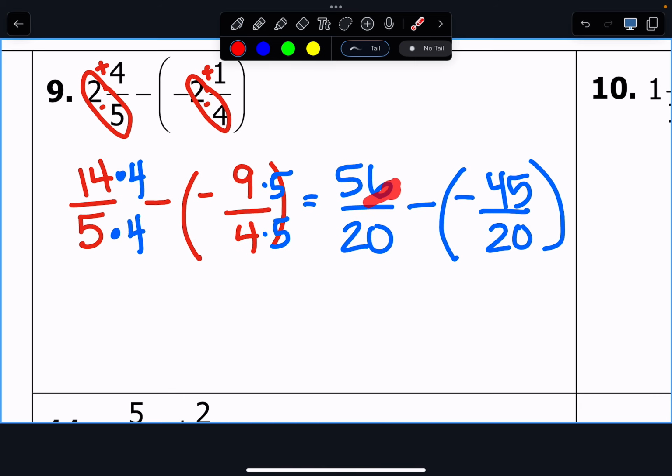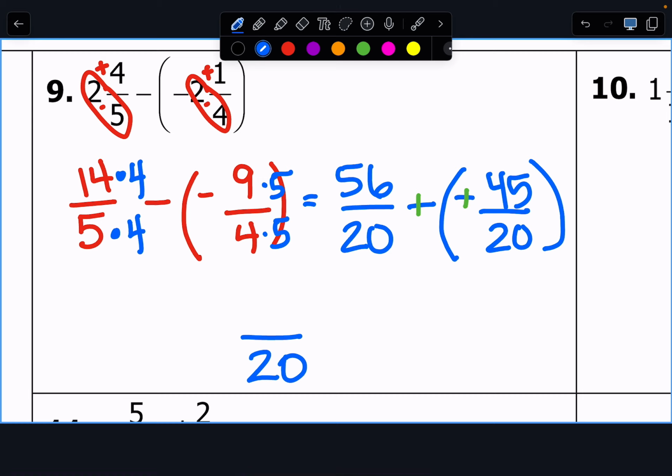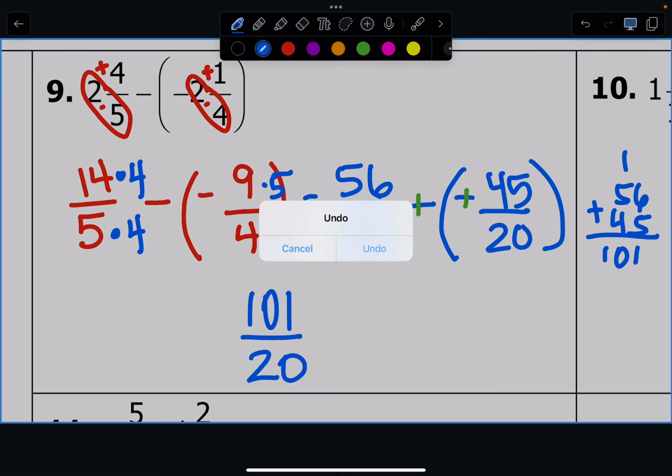So we have 56 minus a negative 45. Remember, subtracting means adding the opposite. So we still have a denominator of 20, but 56 plus a positive 45 is how much? Hold on, let me think. 101. Is he right? Oh, he is right. I didn't doubt you. I just didn't know the answer.